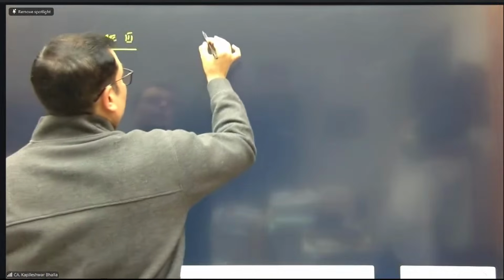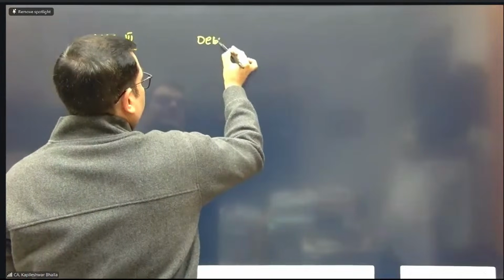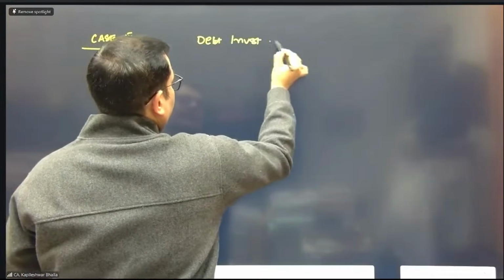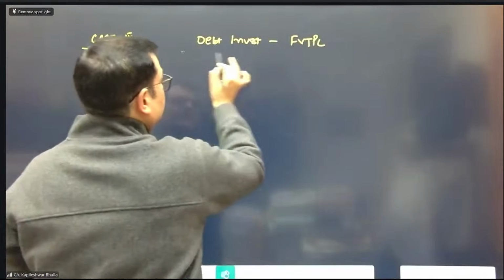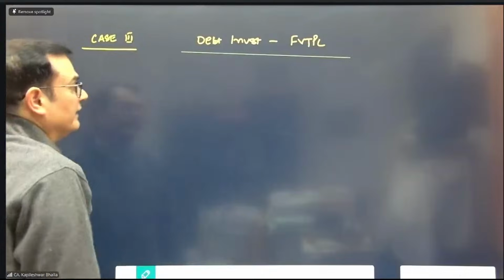So this is the case number 2. Now we come to the case number 3. We're going to make a complete chart, a comparative one at the end after all the 5 cases are done, so that you get a complete clarity of how the accounting is done in all the permutations and combinations. Now let's go to the case number 3. Now in terms of the case number 3, we're looking at debt investments, and that is measured at FVTPL. So this is debt investments at FVTPL.